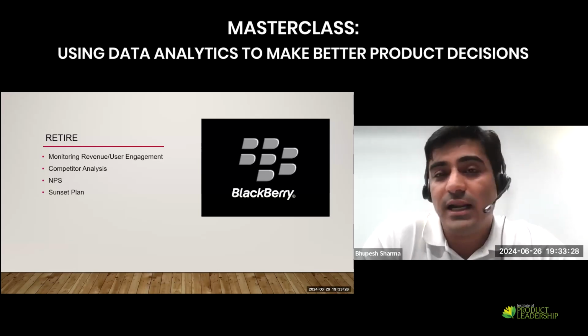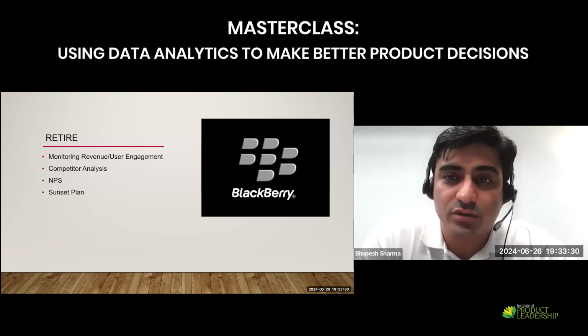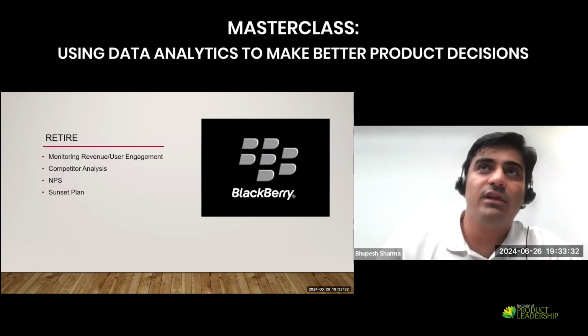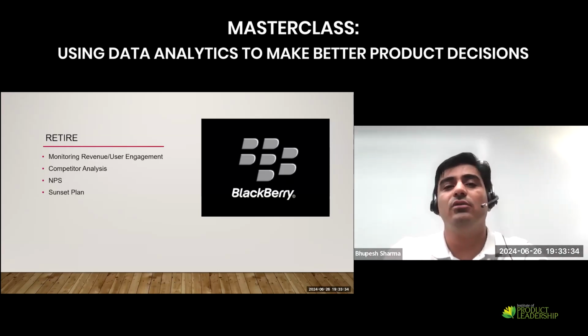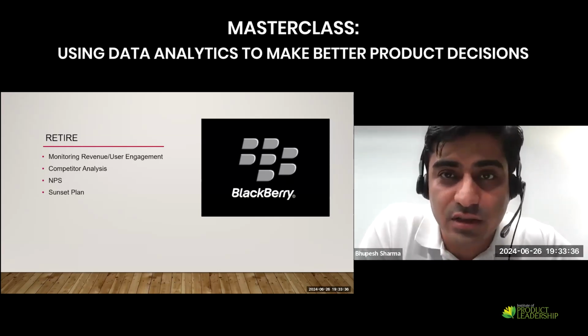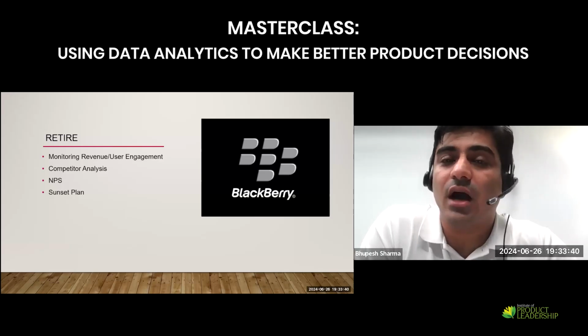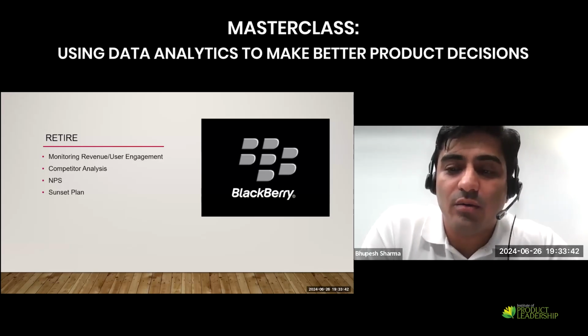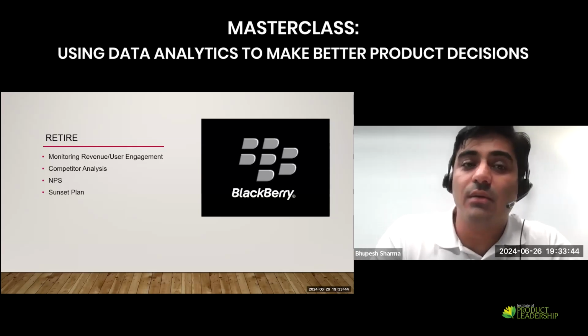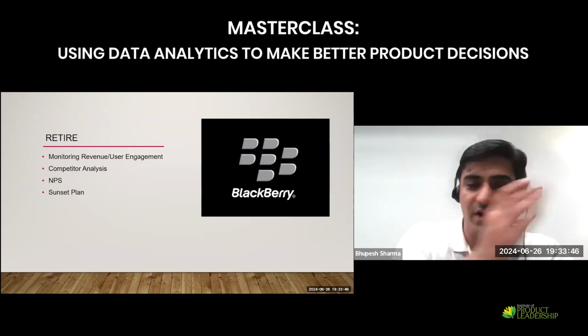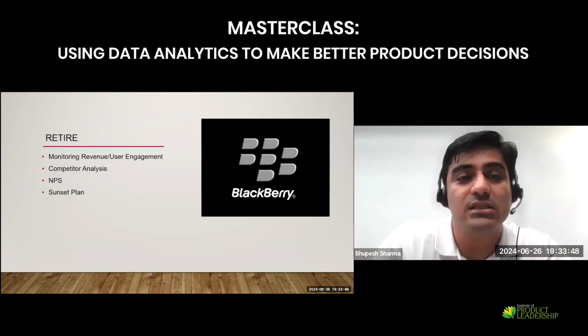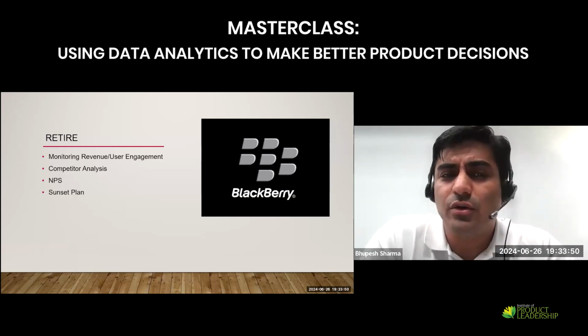You look at your NPS, net promoter score, and this is one parameter to identify user satisfaction. This is a very simple question where people ask, hey, how likely are you to recommend the product to your friends, and then rate us from 1 to 10, that is an NPS. And then eventually you need to create your sunset plan.